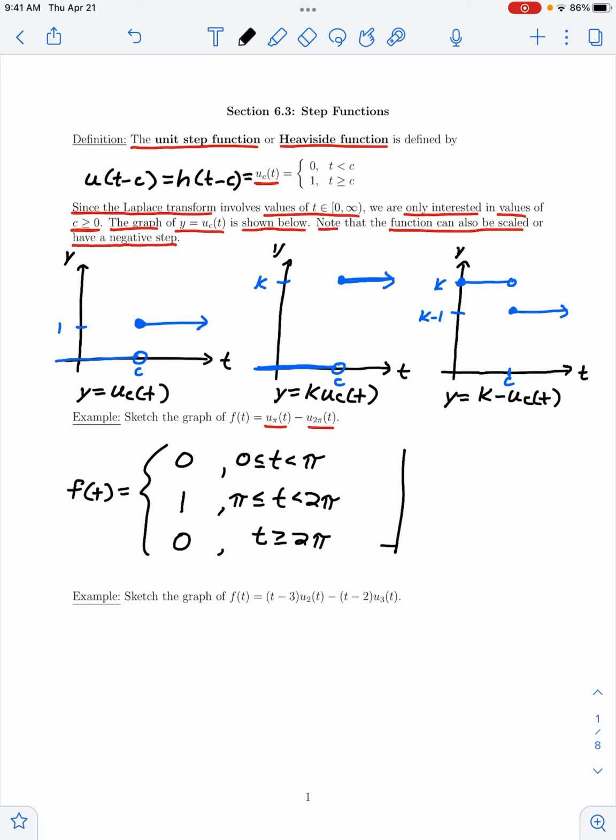So my graph here in the ty plane, starting at time 0, our function has a value of 0 until time pi, at which point the value of our function becomes 1. And it remains 1 until time 2 pi, at which point we jump back down to a value of 0, and it's defined as 0 for all t greater than or equal to 2 pi.